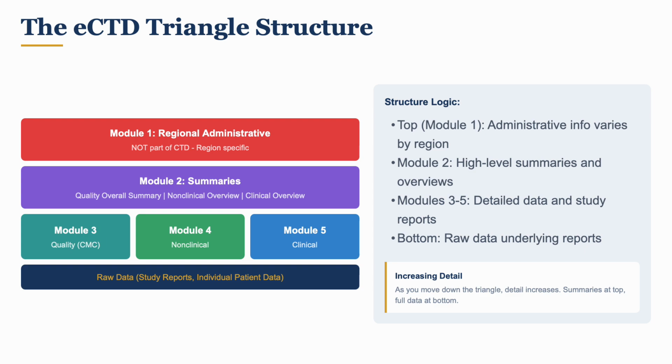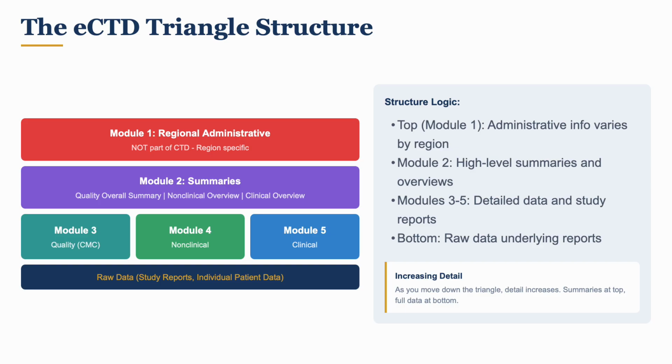Module 2, shown in purple, contains summaries and overviews. This is where reviewers get the big picture before diving into details. It includes the quality overall summary, non-clinical overview, clinical overview, and various written and tabulated summaries. At the bottom are Modules 3, 4, and 5, which contain the detailed data. Module 3 is Quality or CMC, Chemistry, Manufacturing, and Controls. Module 4 is Non-Clinical Animal Pharmacology and Toxicology Studies. Module 5 is Clinical, all the human clinical trial data.